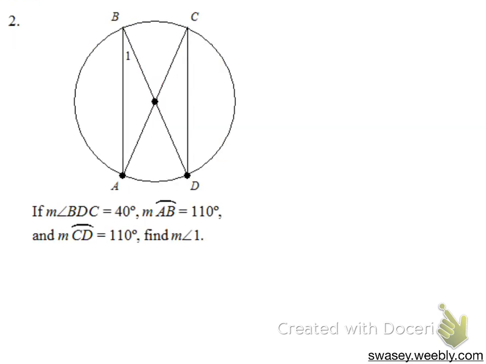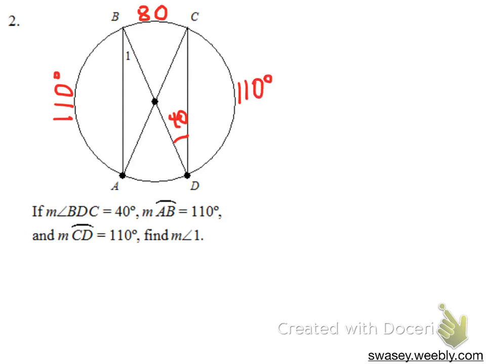Here we're told some things: the measure of angle BDC, so this angle, is 40 degrees. So if that's 40, then the intercepted arc is 80. They also tell us arc AB is 110, and then arc CD is 110.